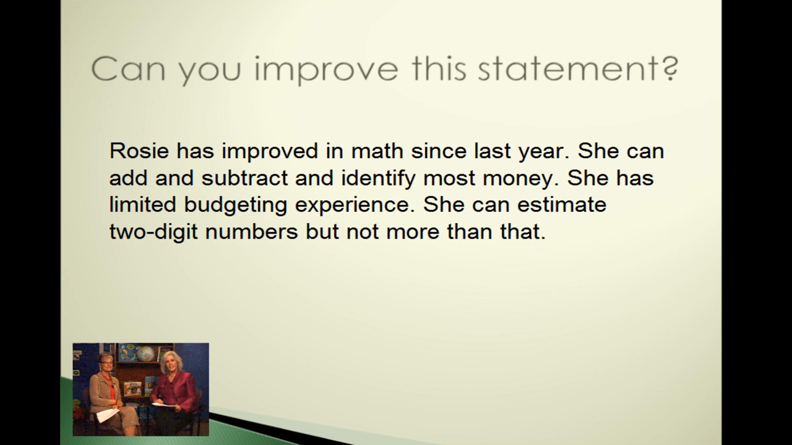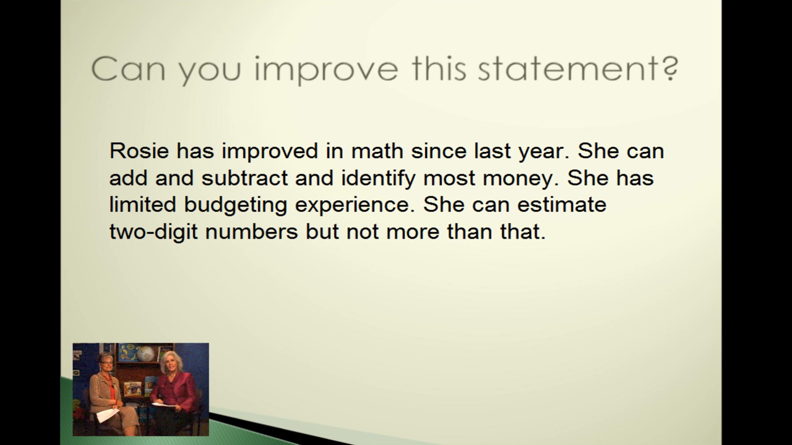Rosie has improved in math since last year. She can add and subtract and identify most money. She has limited budgeting experience. She can estimate two-digit numbers, but not more than that. Again, we have some concrete information, but not a whole lot. So how would you improve? Stop the video for a minute, improve the statement, and when you're ready and you've made your improvement, come back and see how I improved it.